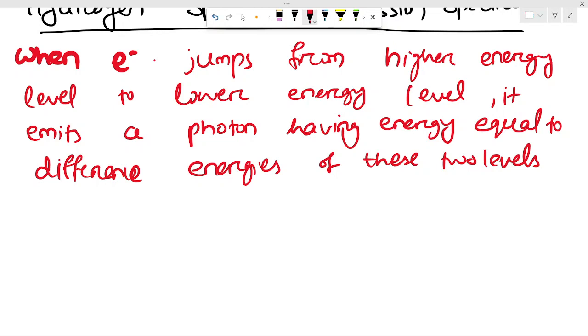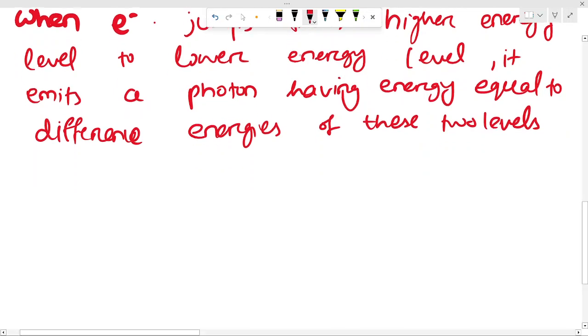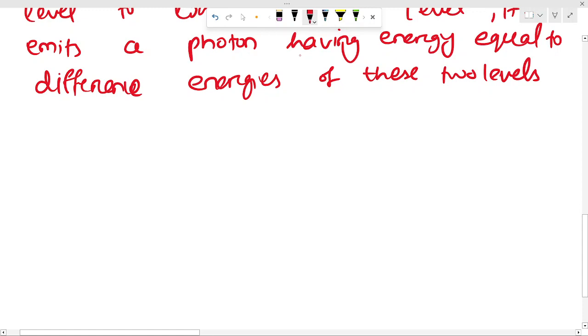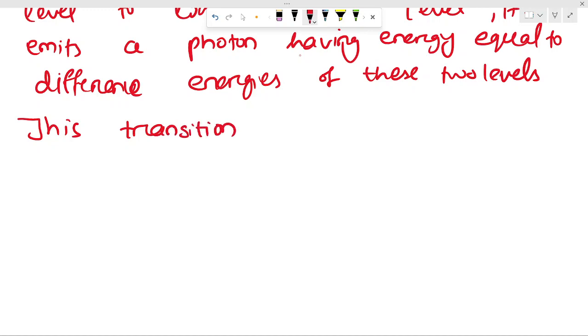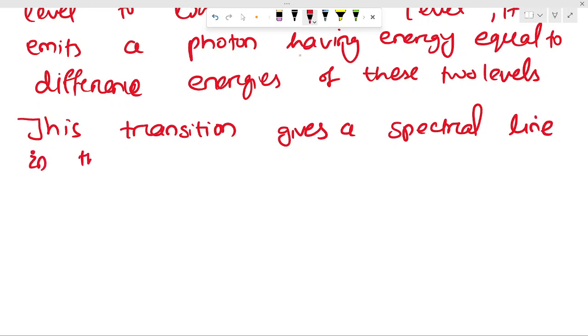Okay, this one. Okay, so this transition gives a spectral line in the spectrum. Okay, I'll draw the diagrams for you.